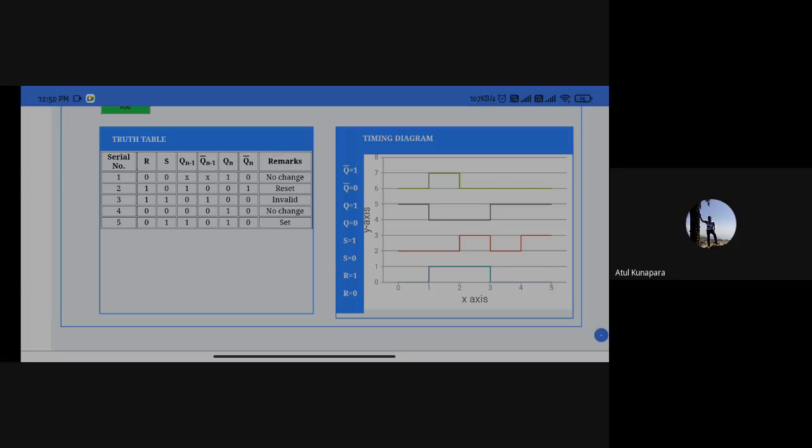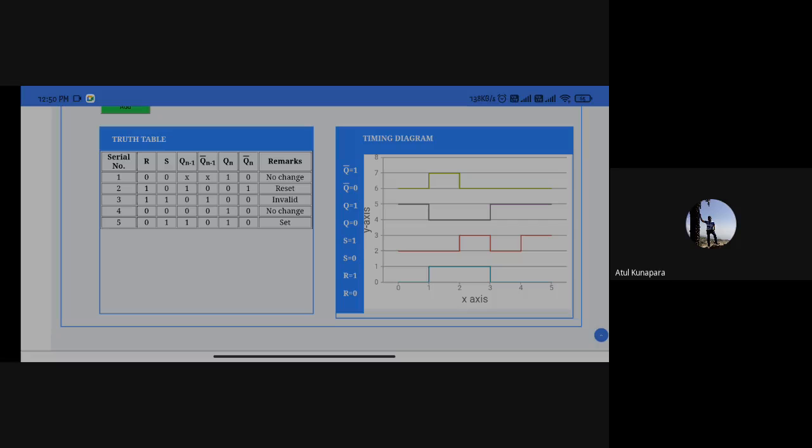Right. So you just need to check this table and the timing diagram for that circuit. You have to see when it is not changing the output, when your output is getting reset, and when your output is getting set. So when R is equal to 1 and S is equal to 0, your output is getting reset. You just look at the timing diagram also.